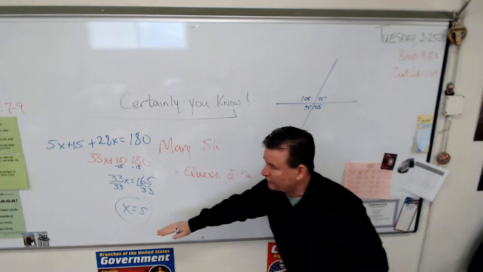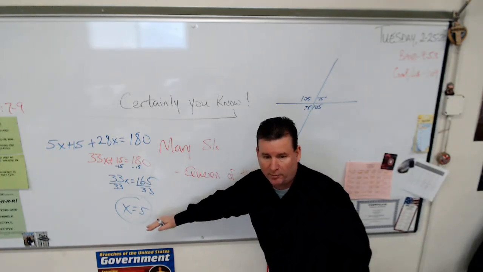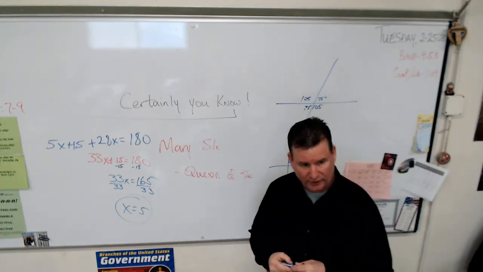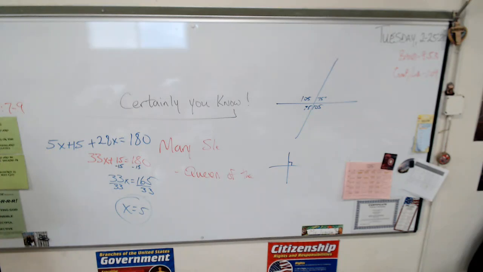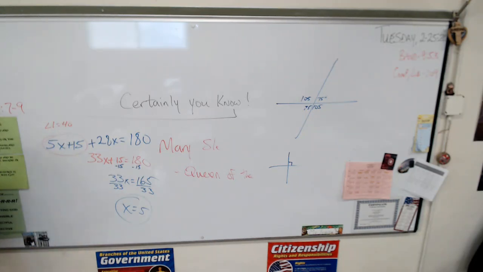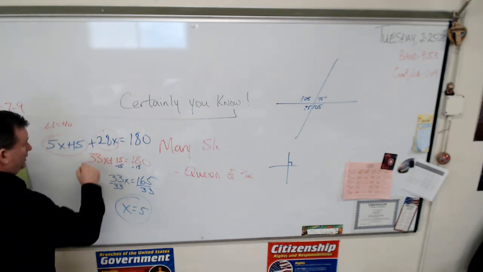So if x is 5, somebody tell me how many degrees angle 1 is. I just circled it up there in red. If x is 5, how many degrees is angle 1? Spencer? 40. 5 times 5 plus 15. Angle 1 equals 40.